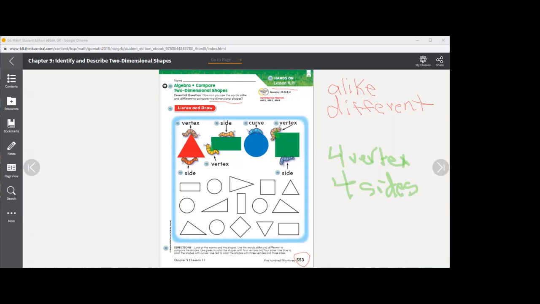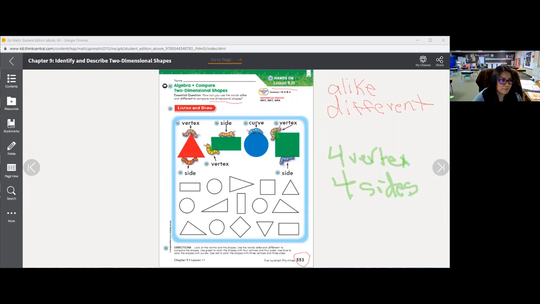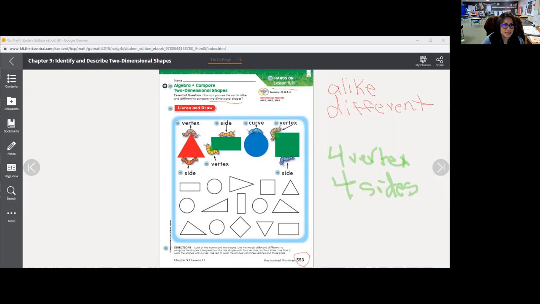So look at all these shapes. Which one has 4 vertex and 4 sides? If they have 4 vertex and 4 sides, we're gonna color it green. I'm gonna go to each shape, and you're gonna help me, tell me what color I should color, okay? Because green is going to be 4 sides and 4 vertex. I'm gonna put my face up here so you guys can see it. All right, here we go.